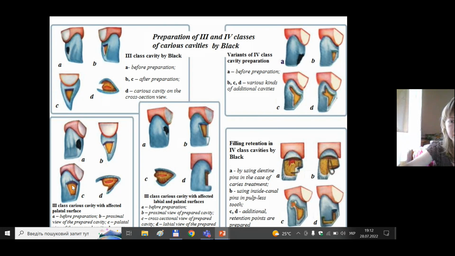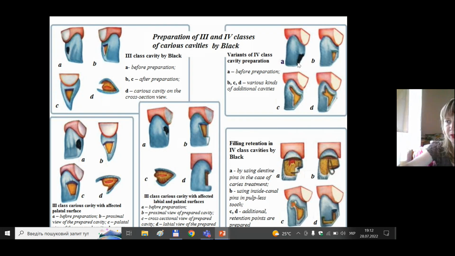If there is possible extension of tooth decay to the whole proximal surface and somewhat affected palatal surface, it is advised to cut the cavity in such a way as to extend it to the palatal aspect to prevent tooth decay. Pay attention to this shape of the caries cavity.